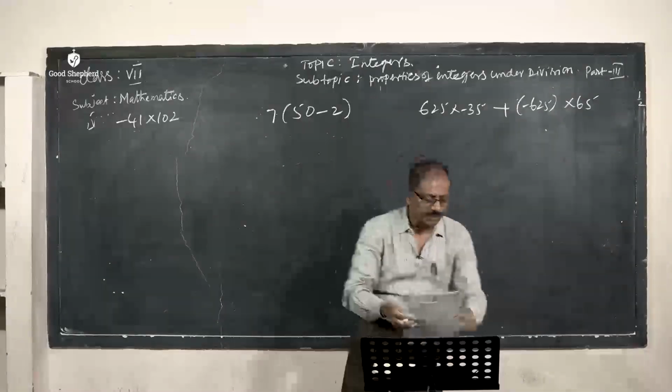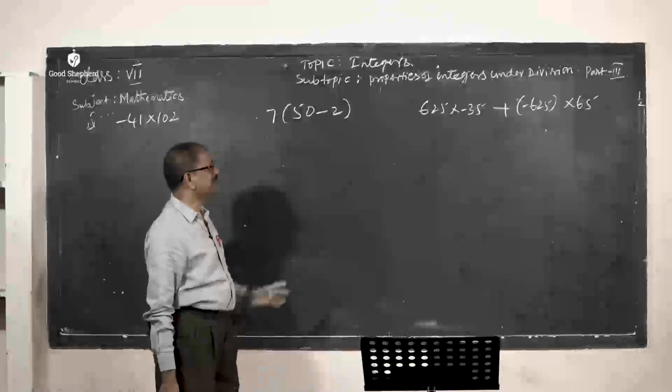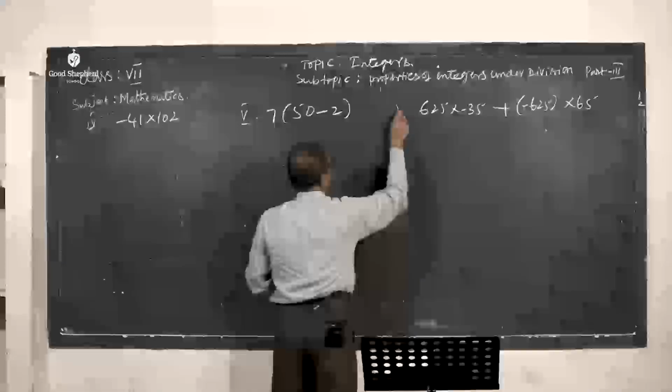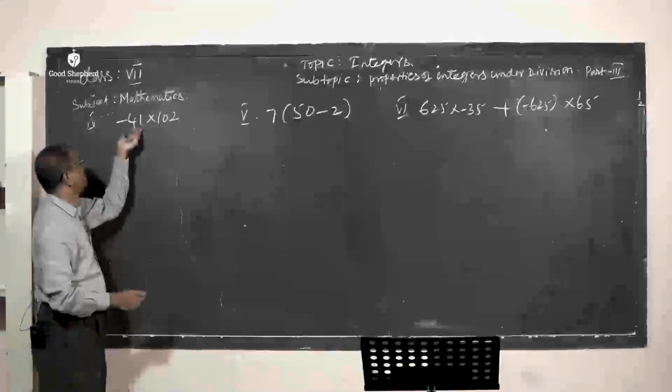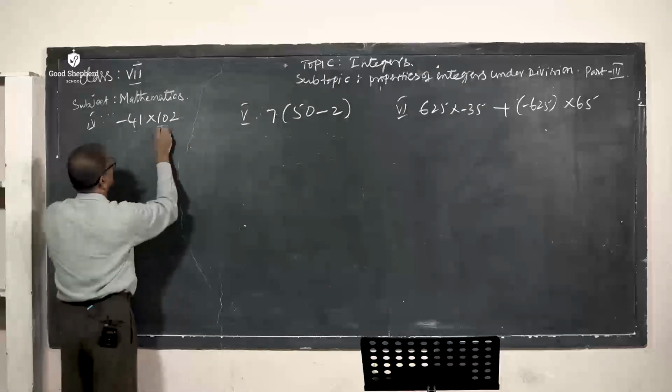So what type of property, under multiplication and addition property, do we have to use? In this, there are 3 problems. This is the 5th one and this is the 6th one. Now we'll do this. Very simple. How to multiply this, minus 41 into 102. How to simplify this number?